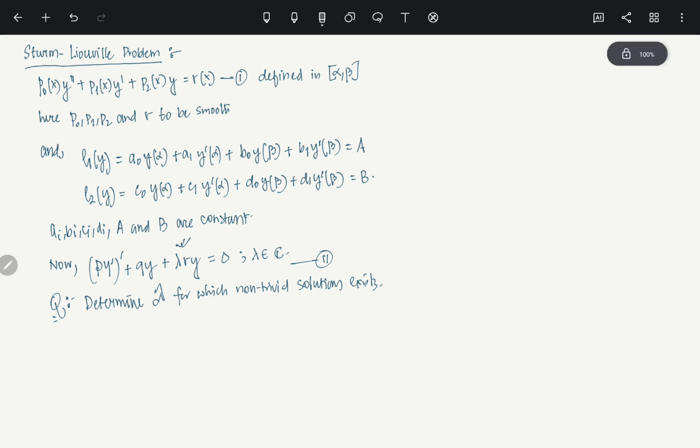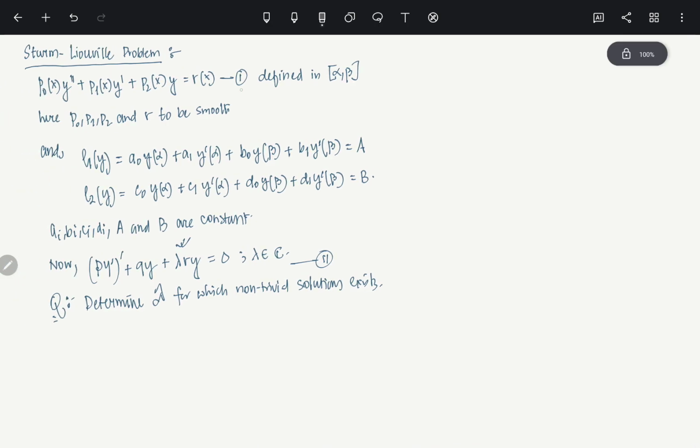You do realize that for some lambda there may be a unique solution, for some lambda there is no solution, and for some lambda there will be infinitely many solutions. So you have to keep track of such lambdas for which there are non-trivial solutions, and what boundary data we have to determine. Maybe I will introduce the problem on the next page properly. Let me do it this way.